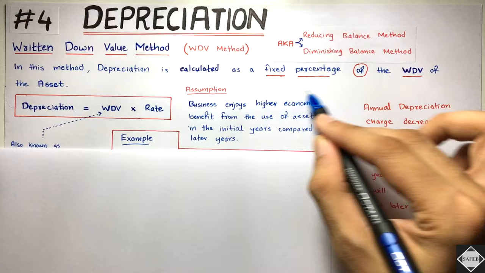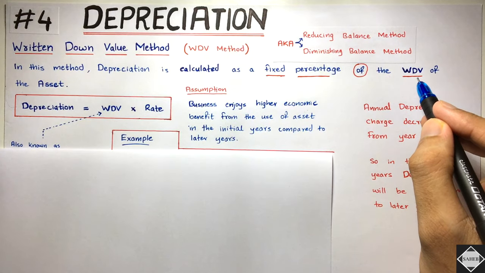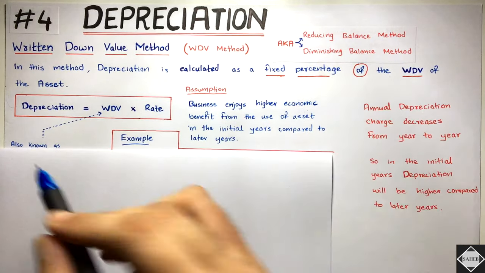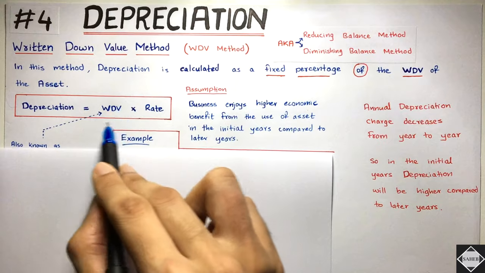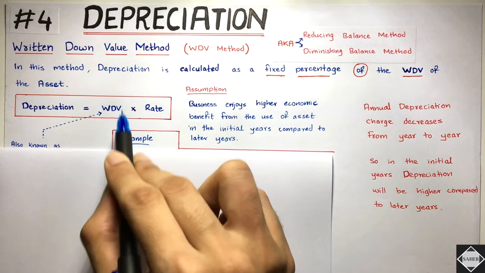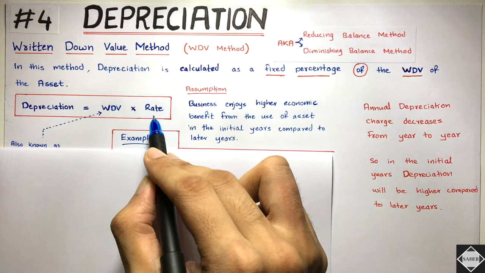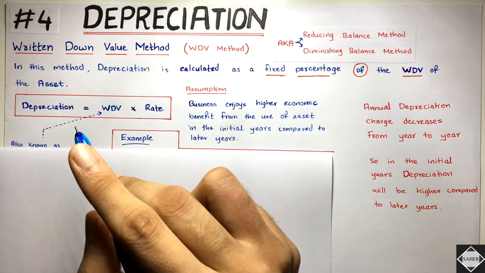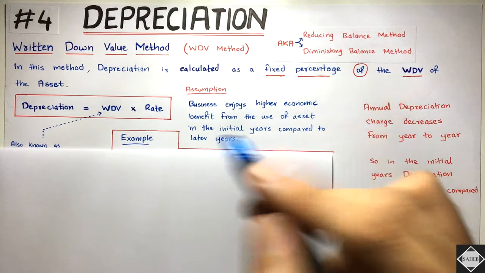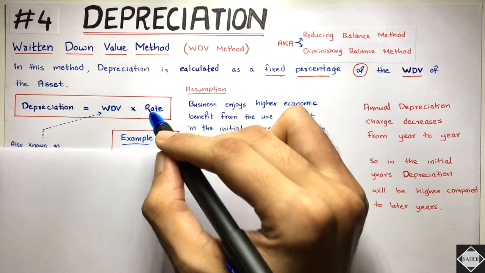Fine, so a fixed percentage is calculated on that, and that's how the depreciation is calculated. See here, depreciation is equal to written down value, book value, carrying amount, whatever you want to call it, into the rate. Now, this rate will be given to you in the question, and you also have to understand how to calculate this rate. There's a formula for this.